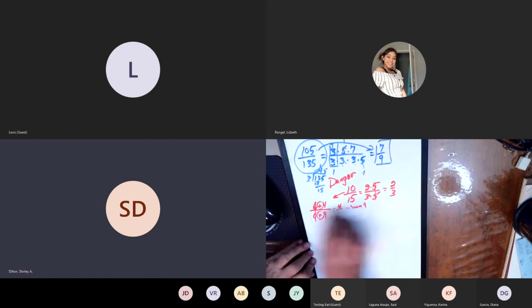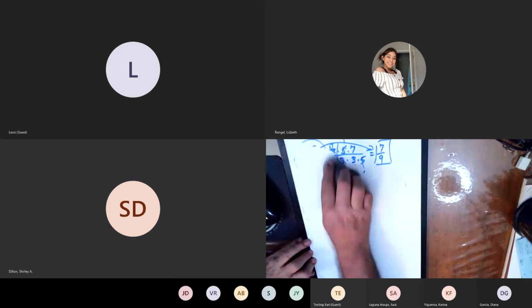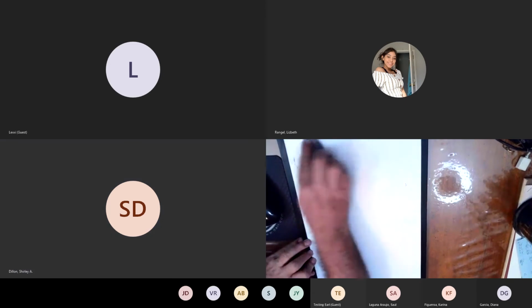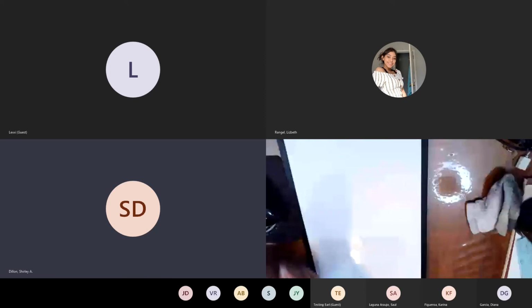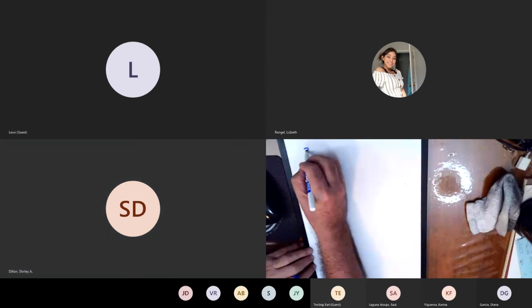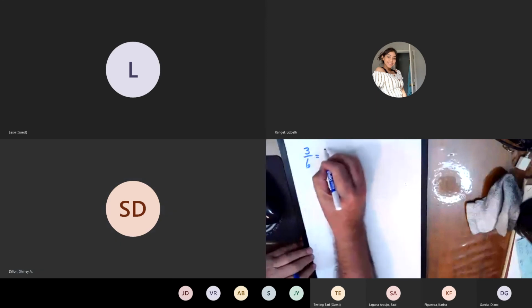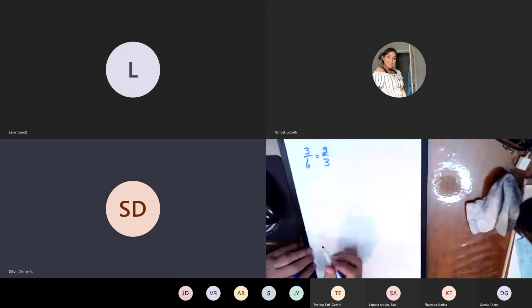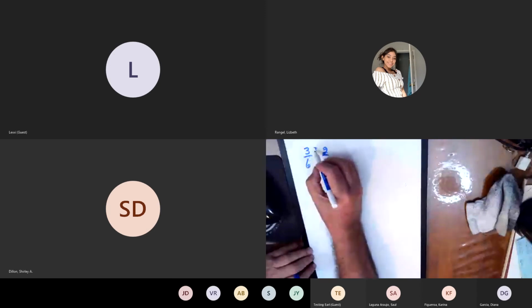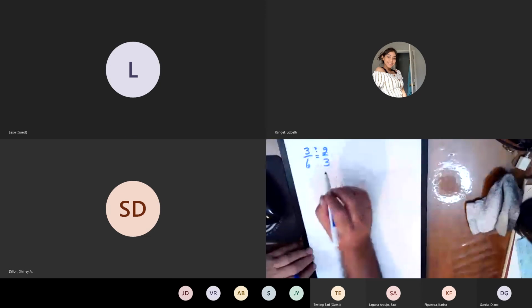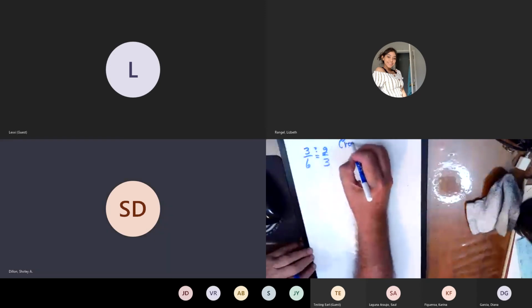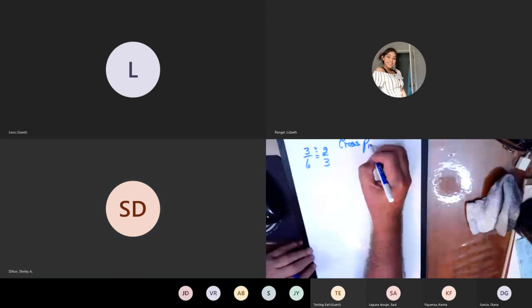All right, last part of section 3.5 is called the test for equality. Test for equality goes like this. It says, does 3/6 equal 2/3? And if you're not sure, put a question mark here. If you're not sure, you can do what's called the cross product.